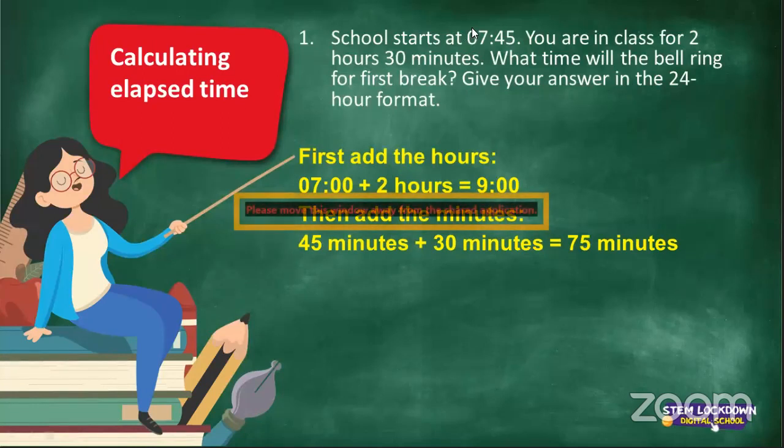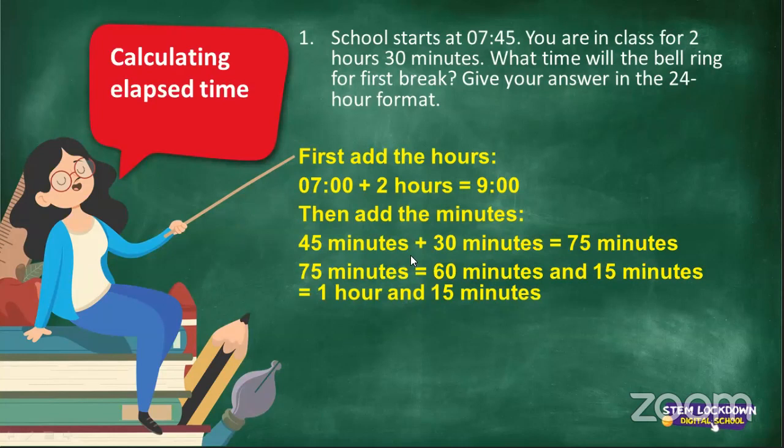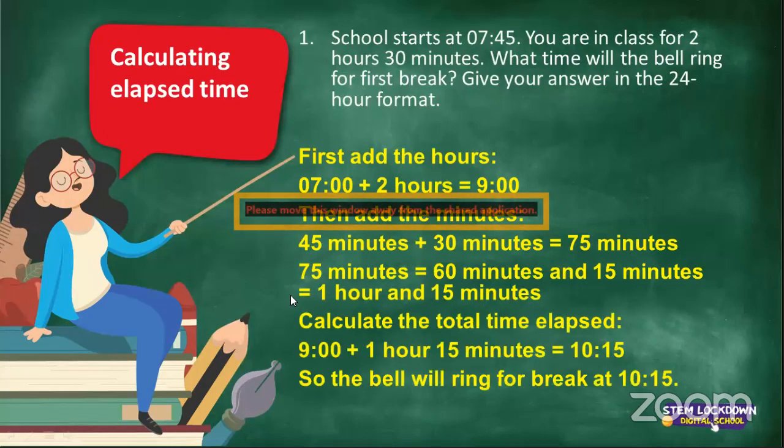As you can see, on the right side, it's the minutes, which is the 45, and then we are given, in words, 30 minutes. We are adding the minutes there. Then we get 75 minutes. 75 minutes is actually 60 minutes and 15 minutes. We know that 60 minutes equals 1 hour. So to break down the 75 minutes, we have 1 hour and 15 minutes. Then we calculate the total time elapsed. 9 hours plus 1 hour and 15 minutes is 10:15. So the bell will ring for break at 10:15.